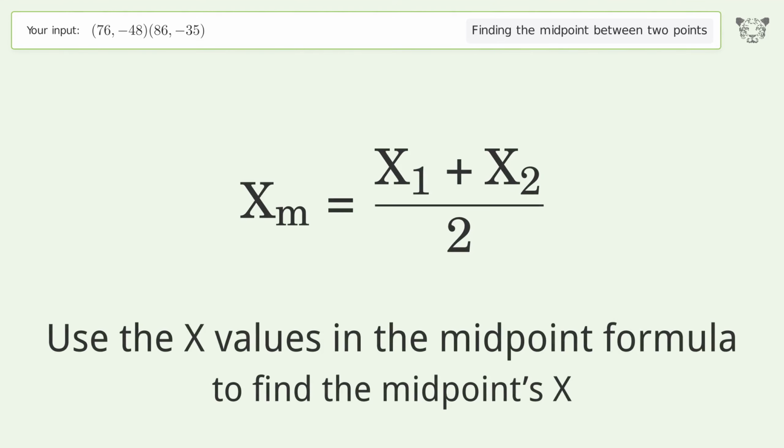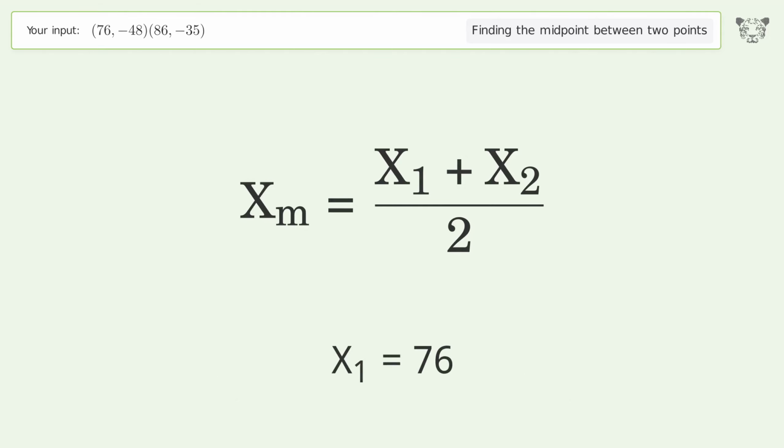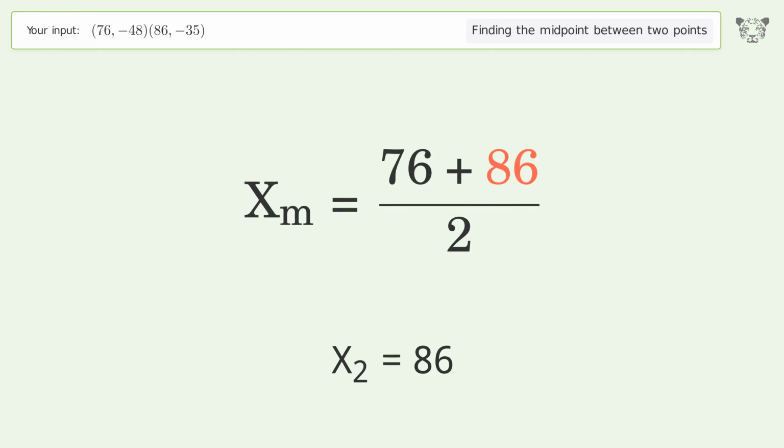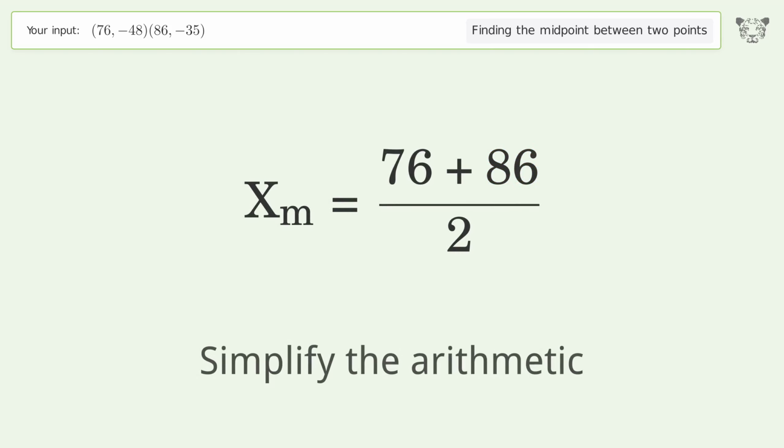Use the x values in the midpoint formula to find the midpoint's x. x1 equals 76. x2 equals 86. Simplify the arithmetic.